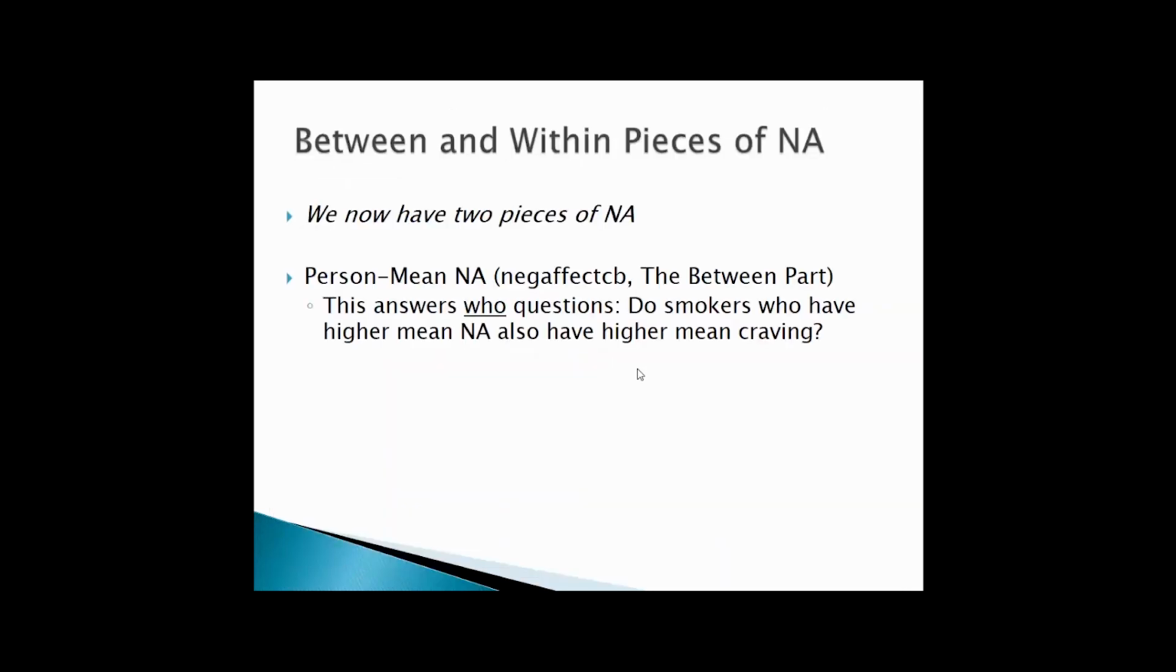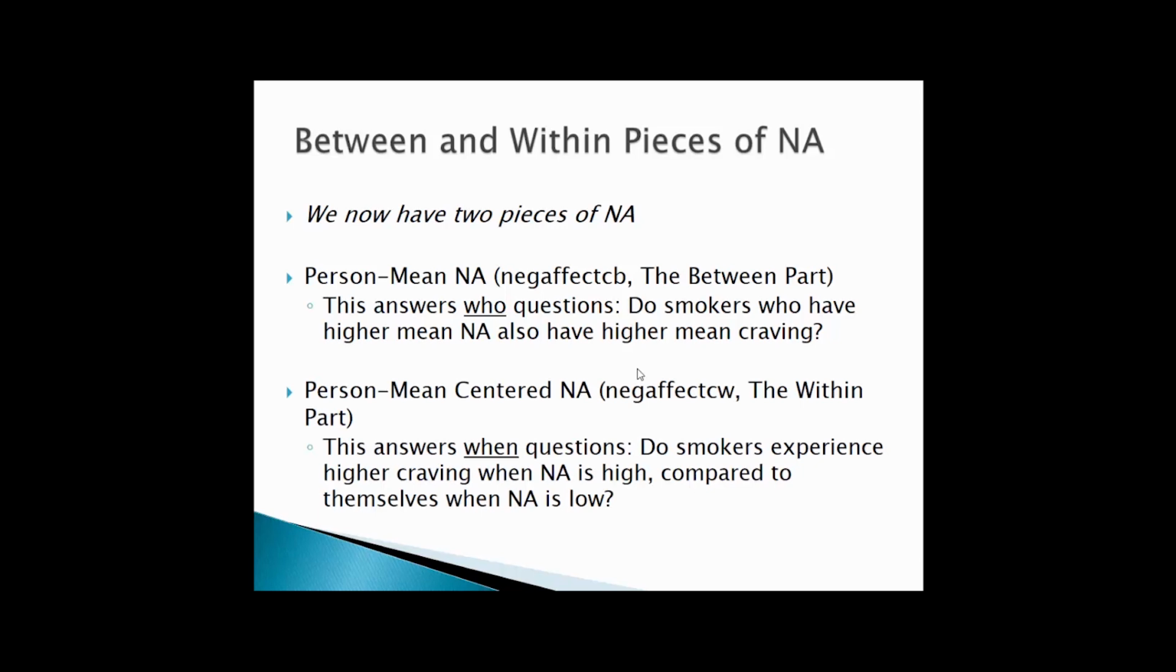Okay, so if we relate this back to our who and when questions that we talked about earlier, when we model these two pieces, these are the types of questions we're going to be able to answer. So the person mean negative affect is going to be answering who questions. We're going to be able to ask, do smokers who have higher mean negative mood also have higher mean craving? The person mean centered is the within part, and this is going to answer our when question: do smokers experience higher craving when negative affect is high compared to themselves when negative affect is low?